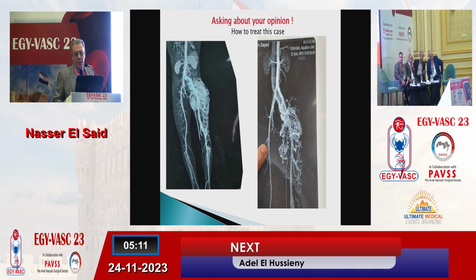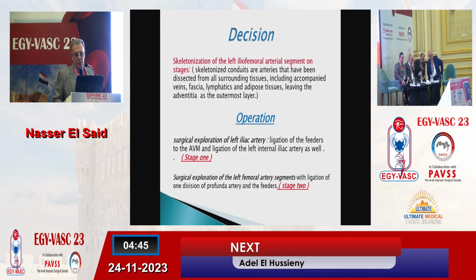Second stage, a couple of weeks later, we decided to skeletalize the common femoral segment with ligation of the one big main branch from the profunda, which we proved by using Doppler is connected with the malformation.